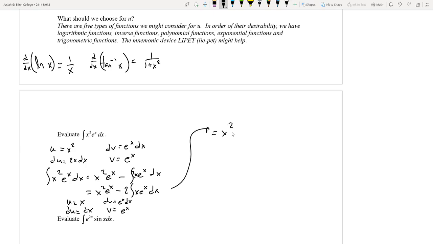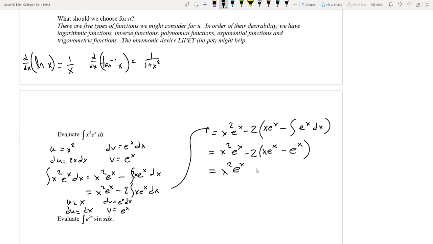Right, so we get x squared e to the x minus 2 times, now we do our integration by parts, u times v, x e to the x, minus integral v du. So we've got our e to the x dx here. X squared e to the x minus 2x e to the x minus e to the x. And so we just distribute that negative 2 there. So we got negative 2x e to the x plus 2 e to the x. And then lastly, this was, again, an indefinite integral, so we add c to the end.